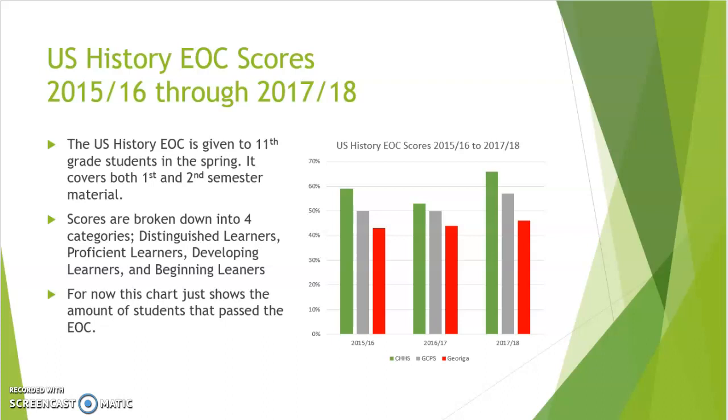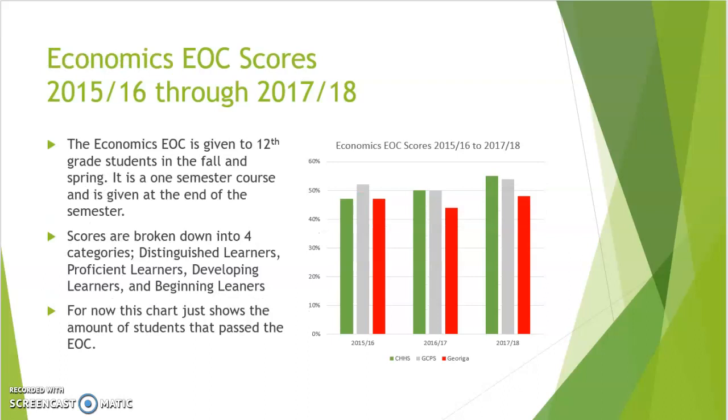In 2015-16, almost 60% passed, and then we had a dip down into about 52%, and then we had a spike up to about 65, 66% passing. So the U.S. history teachers did something really good between the 17 and 18 test. So we want to get back to that. Economic scores, the same deal.